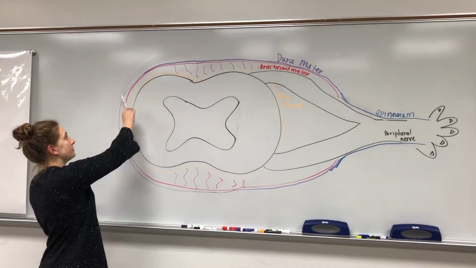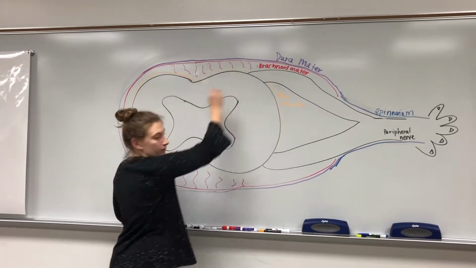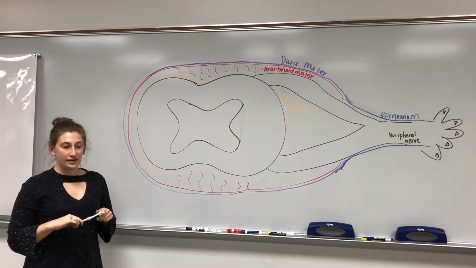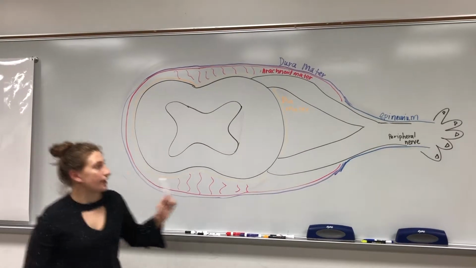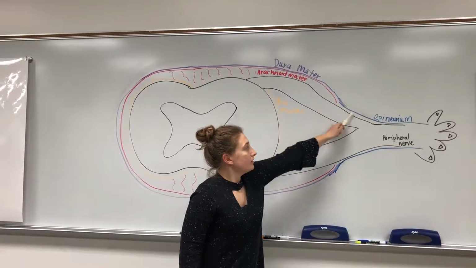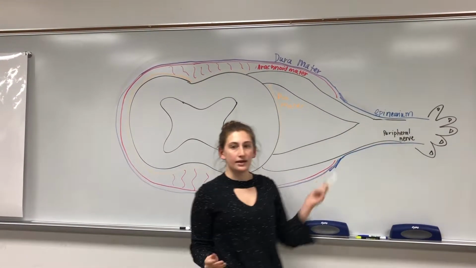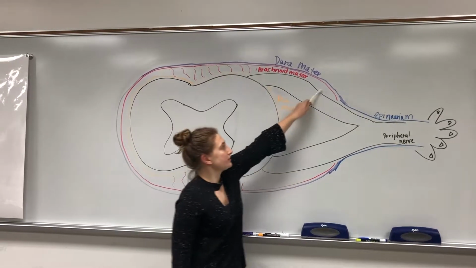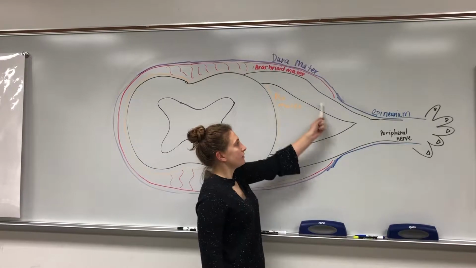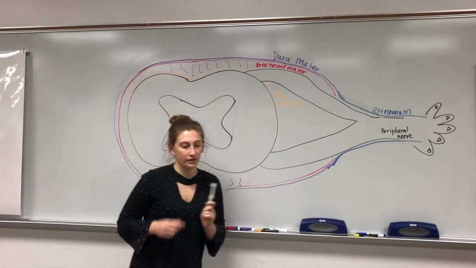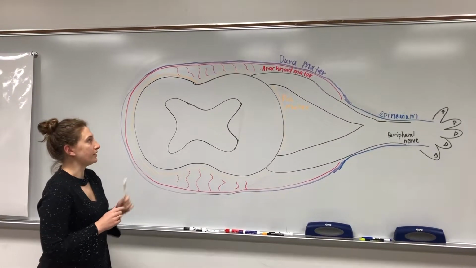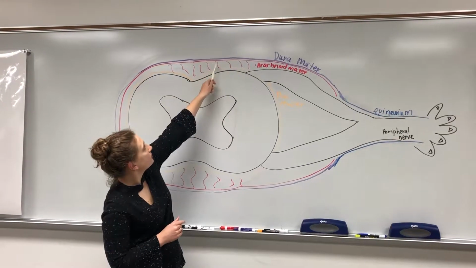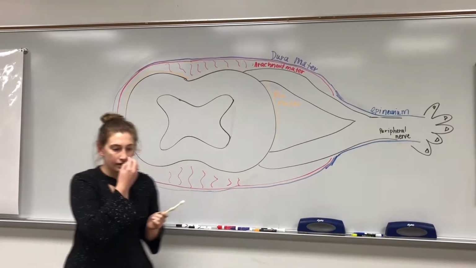So here is the dura mater in the purple. That is the outermost protective layer, and it fuses with the epineurium. And then the epineurium is the connective tissue that covers the peripheral nerves. So when they fuse like this, it covers the nerve along the whole pathway. Then we have the arachnoid mater, which is in the red.